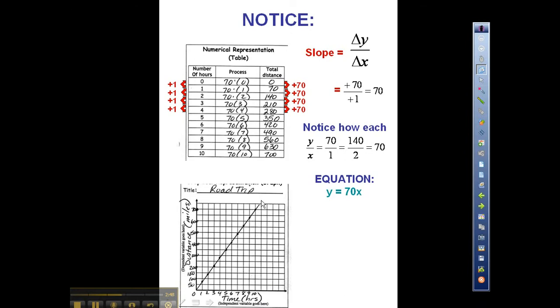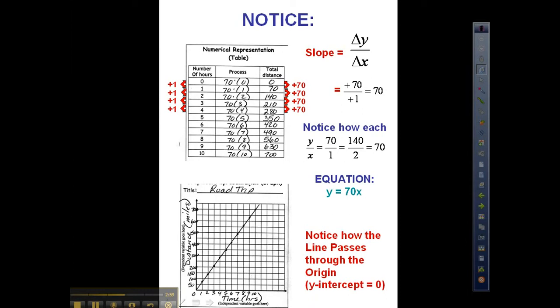Take a look at your graph here. This graph passes through what point? 0. A y-intercept of 0. That point right there is also known as the origin. So that's the next thing I wanted you to notice, that this graph passes through the origin, or that it has a y-intercept of 0.